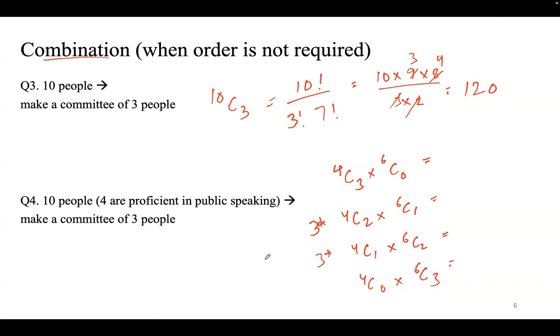Correct. Right? We're just making a committee. There's no question of 3 coming up, right? We don't have those posts here. So we are not going to multiply by 3. It's just these 4 numbers, and we're just going to add them up. So you can calculate, but you will see that this is also adding up to 120.